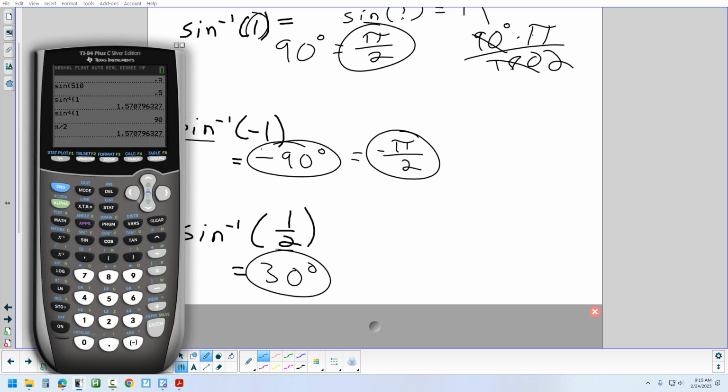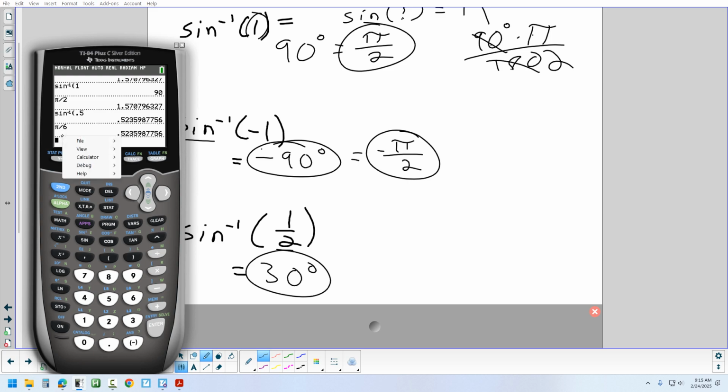Now, if you did that problem in radians and you tried typing it in on the calculator, you are not going to get a nice answer. 0.523598. The answer that I would want is pi divided by 6. How did I know that? Well, just doing a lot of these problems. But how would I have figured that out if I didn't know?